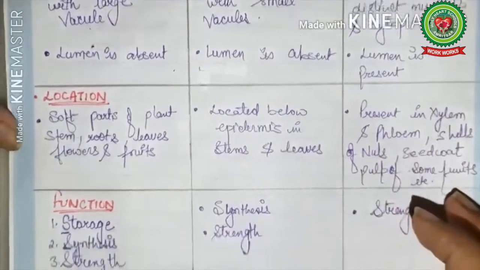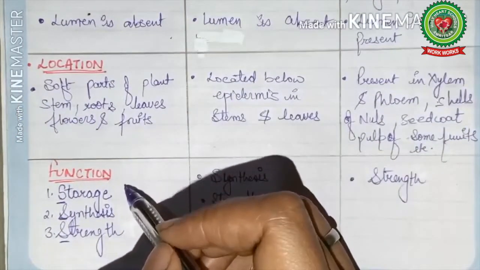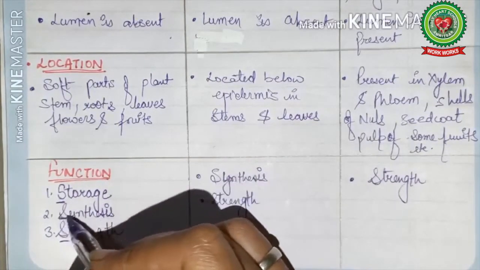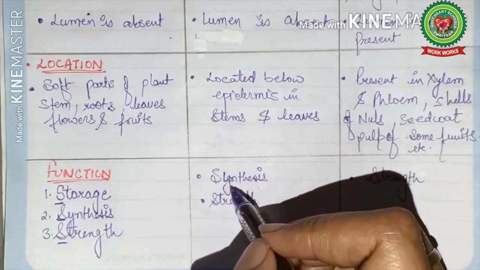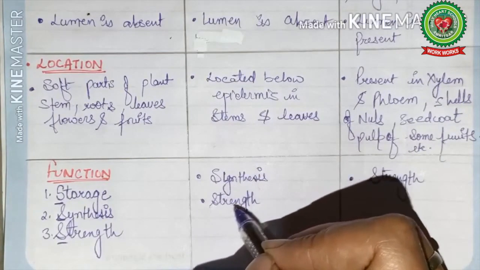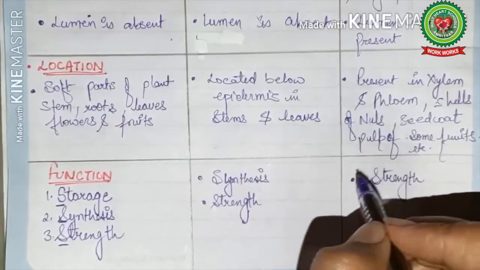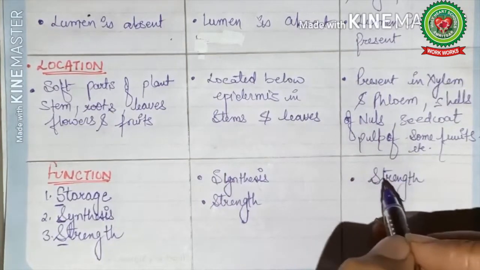Next is function. If we talk about parenchyma, their basic function is storage, synthesis and strength. That forms triple S. If we go towards collenchyma, they only perform synthesis and provides mechanical strength. And if we talk about sclerenchyma, the only function is to provide maximum tensile strength to the plant.